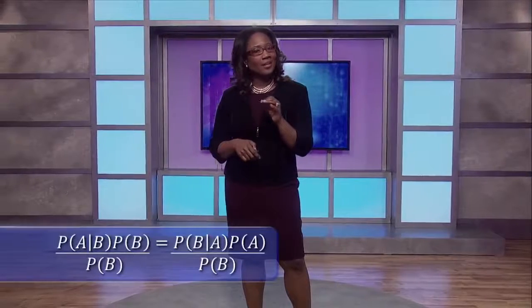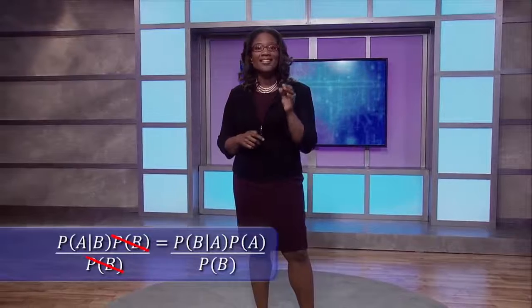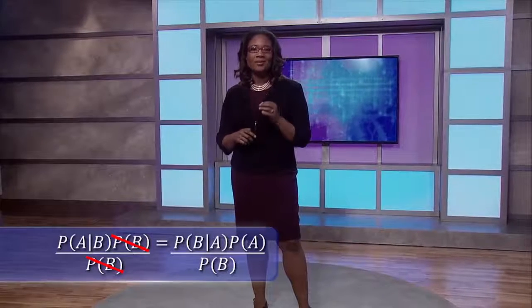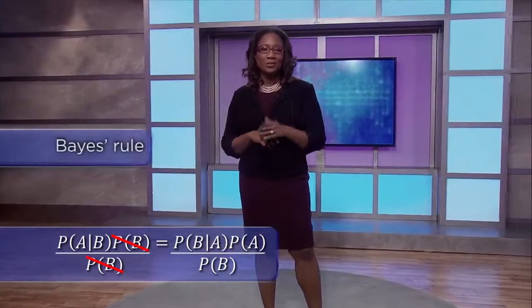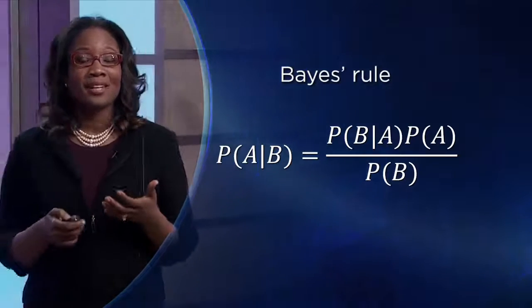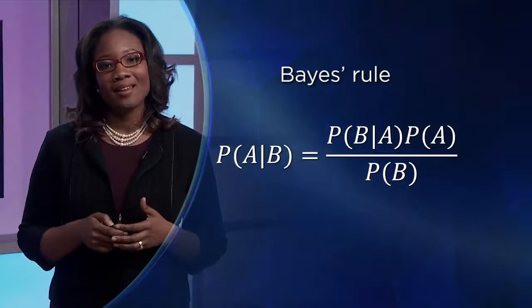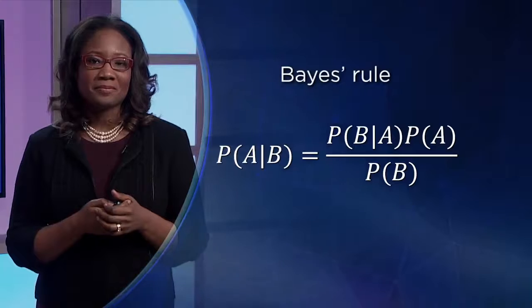But if you divide both sides by the probability of B, what you're left with is an extremely famous, extremely useful result that relates conditional probabilities and is known as Bayes' rule. Bayes' rule simply states that the probability of A given B equals the probability of B given A times P of A divided by P of B.